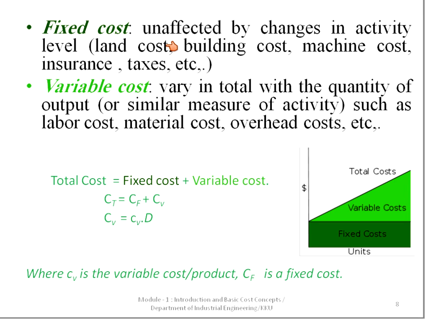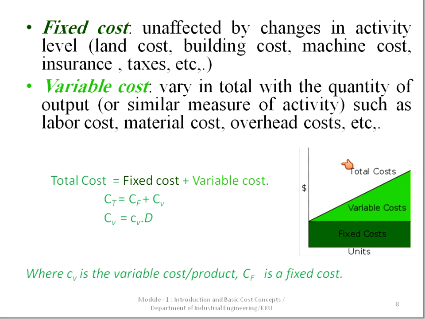So students, fixed costs are the costs which are not affected when there is a change in output. Examples: land, building, machine, insurance, taxes, etc. Variable costs are the costs which are affected when there is a change in output level. When output increases, variable cost increases. They are linearly proportional to each other. So this is what this graph is talking about. Fixed cost is constant, and variable cost is varying in a linear fashion.